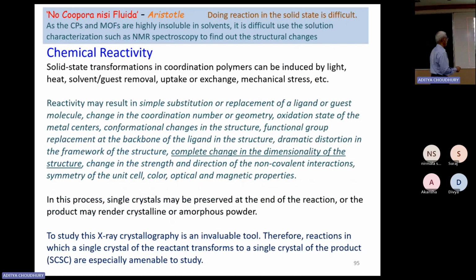Okay, now we will move on to reactivity. You may wonder why solid state reactivity here. We always look for crystal engineering principles to understand how to control the physical and chemical properties. We have seen physical properties so far. We haven't seen the chemical properties.